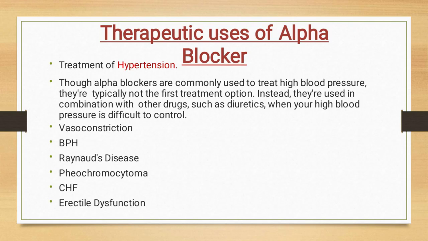So the uses of alpha blockers are generally for hypertension. Along with diuretics they are used for the antihypertensive effect, given to reduce the high blood pressure and bring it under control. Then vasoconstriction, BPH, cardiac heart failure, pheochromocytoma, renal disease. So in such diseases or symptoms they can be utilized. They are used alone or in combination with other drugs like diuretics in the treatment of hypertension.